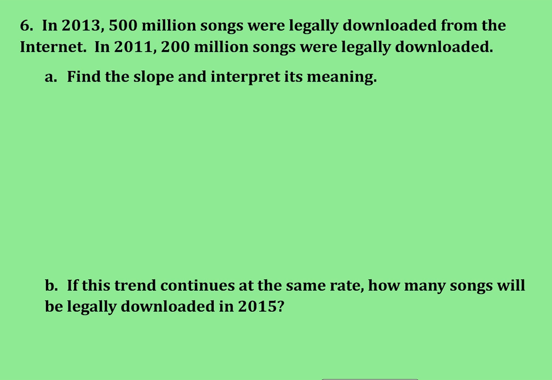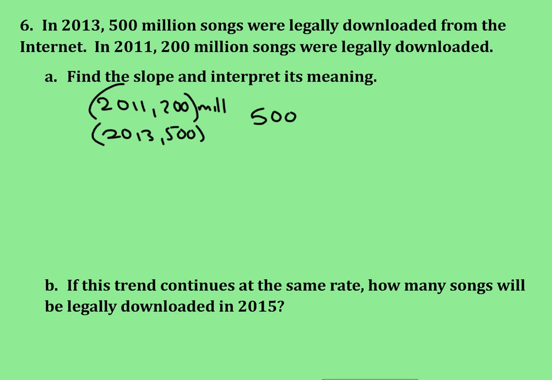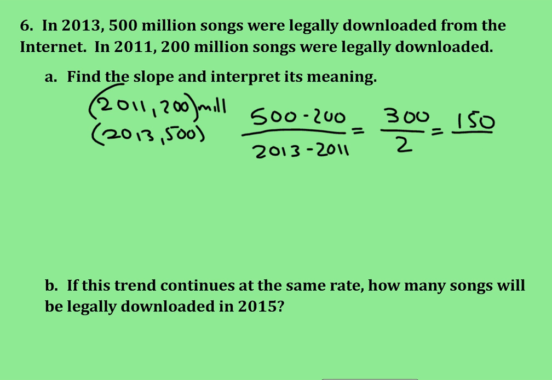So in 2013, 500 million songs were legally downloaded from the internet. In 2011, 200 million songs were legally downloaded from the internet. Find the slope and interpret its meaning. Okay. So 2011, 200 mil. In 2013, 500 mil. I'll just leave it at 500, 200, and we'll assume I'm talking about millions. So if I take 500 minus 200 over 2013 minus 2011, that's going to be 300 over 2, which simplifies to 150 over 1.